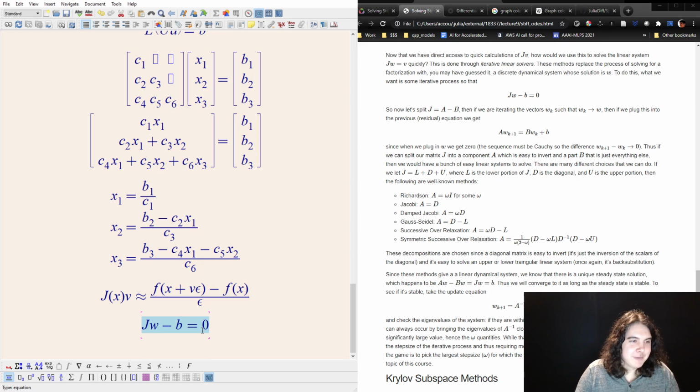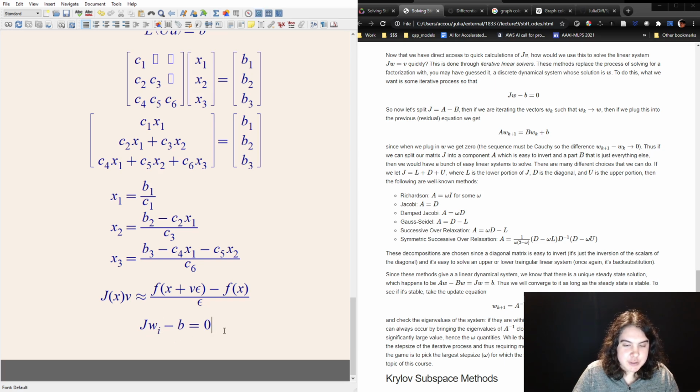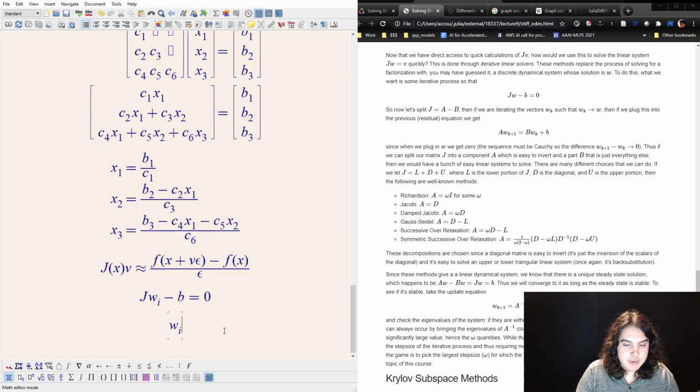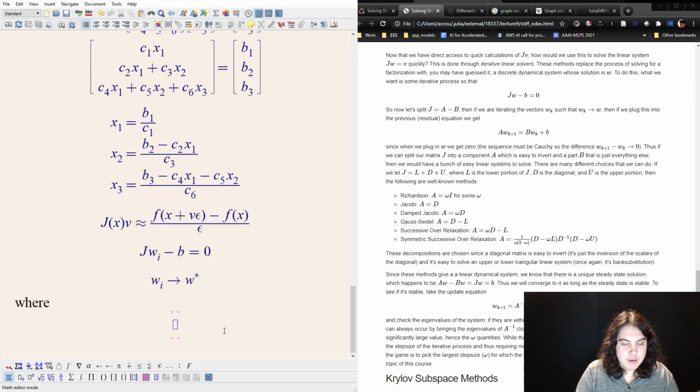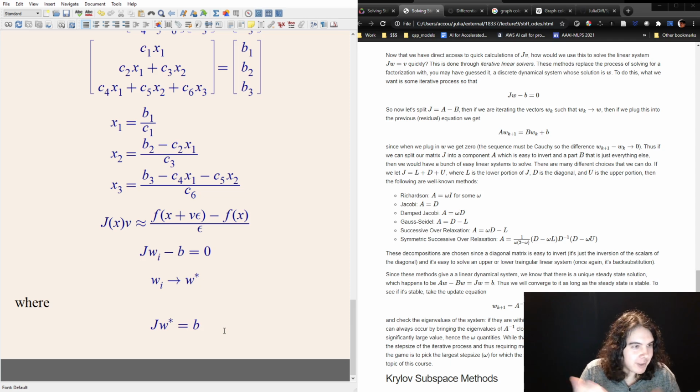What do we do? Well, we're using the same trick over and over. Instead of actually solving the equation directly, we can define a discrete dynamical system with some W sub i, where we want W sub i to converge to W star, where JW star equals B. So we want to define a dynamical system with this property: if we do some kind of iteration in a loop, we'll go to some W star that is the solution to this equation. So how do we do that?